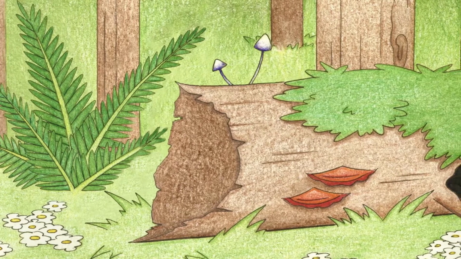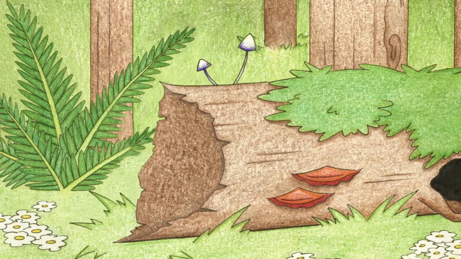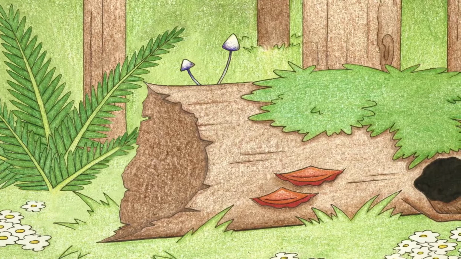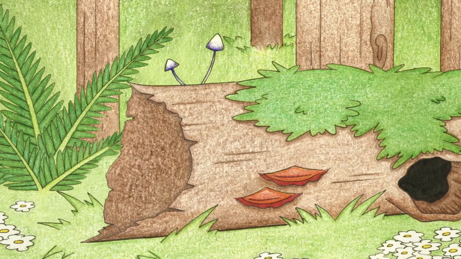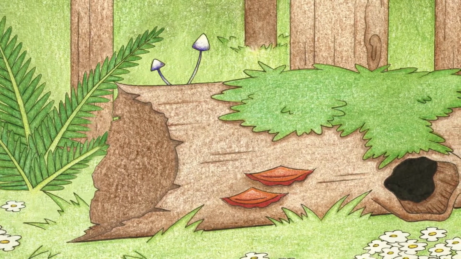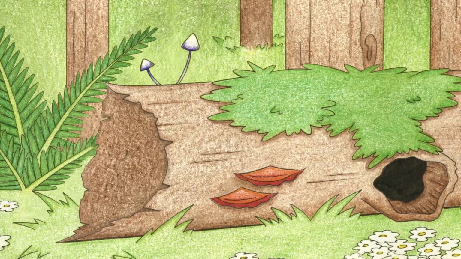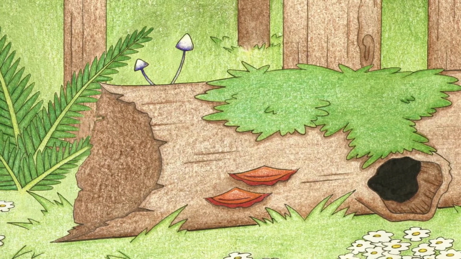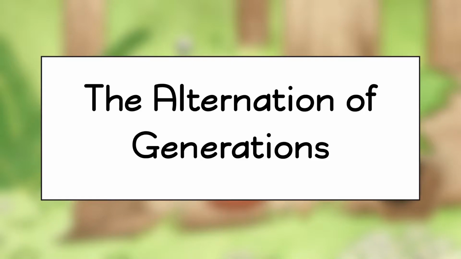What a beautiful day! You know, when you think about it, the life cycle of every plant is quite the unique journey. They evolve through numerous stages, during which the plant will change both structurally and genetically. This process is known as the alternation of generations. In this video, we'll be focusing on the life cycle of bryophytes.